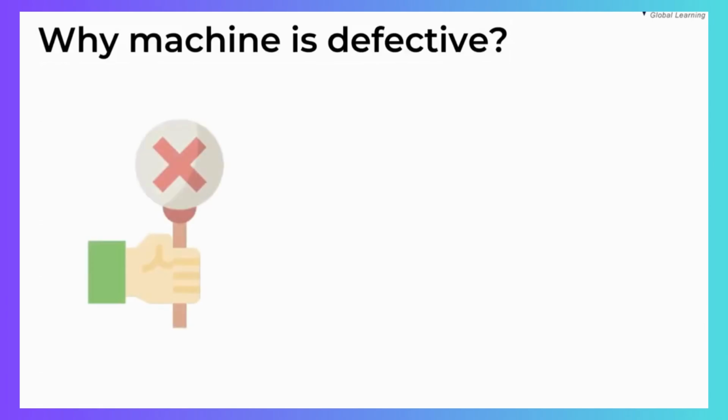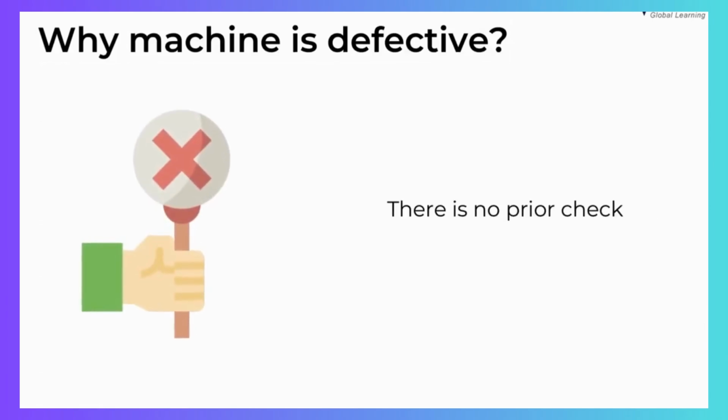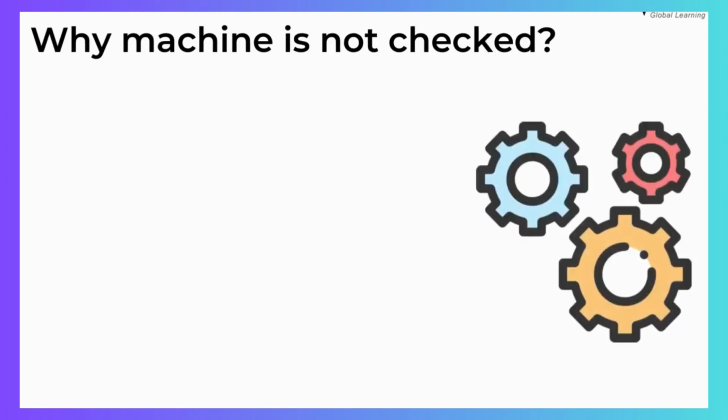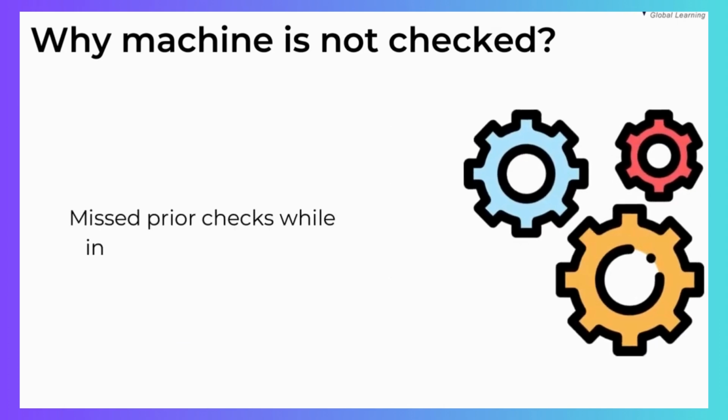Then the third question: why is the machine a defective one? The answer to this can be, because no check was done on the machine while installing. Why was the machine not checked while installing? Then there comes the fourth question. The answer to this can be, it was missed while installing the machine.